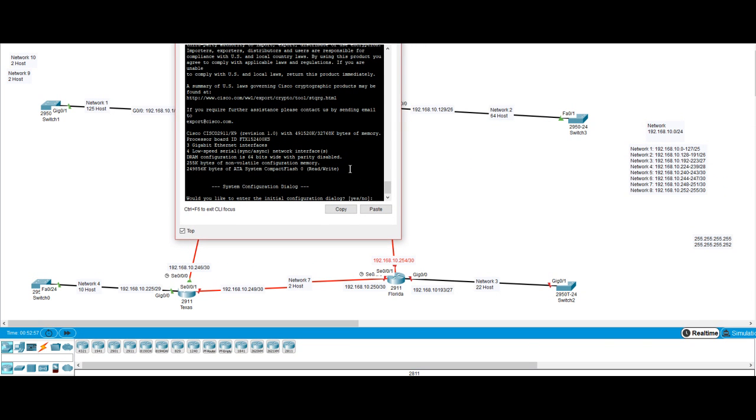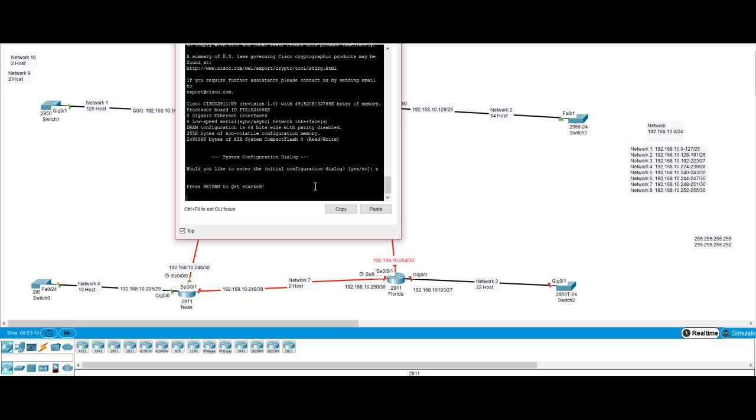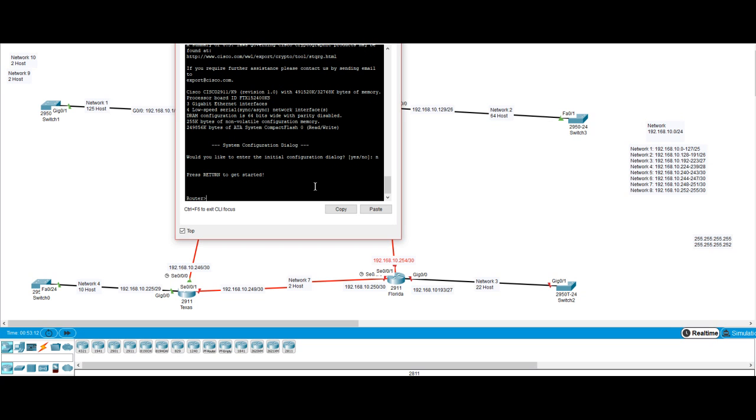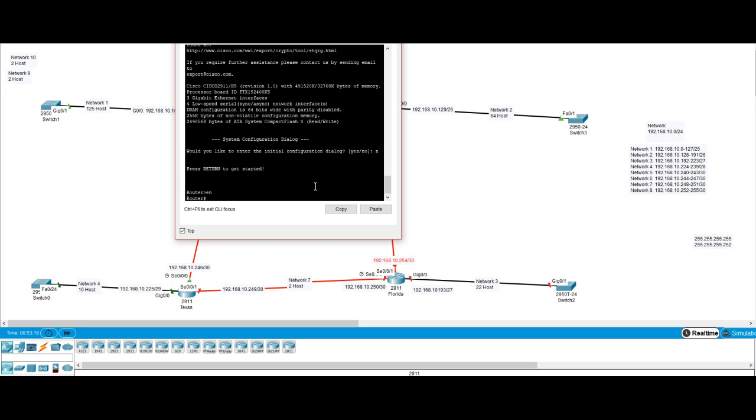And what we're going to do is we're going to start off here. When you start off with a router, it's going to ask you, would you like to enter the initial configuration? We don't have a configuration done, so we're just going to hand jam it all. All right, and you start off in the prompt here. We need to elevate, so enable.